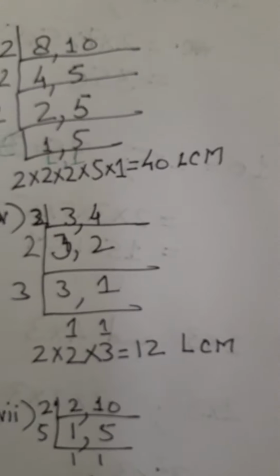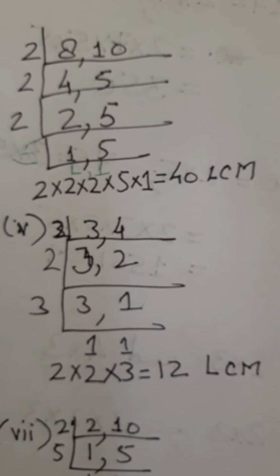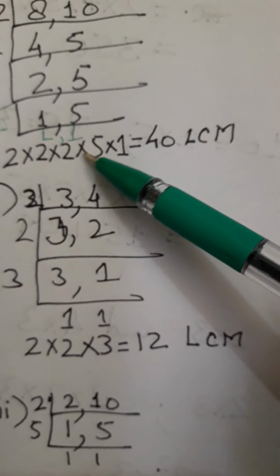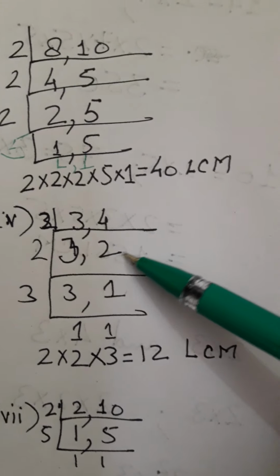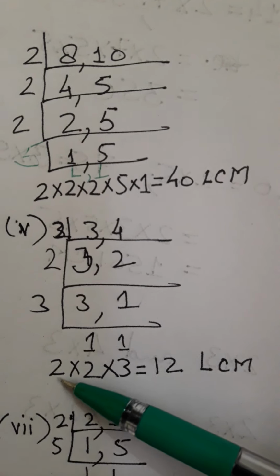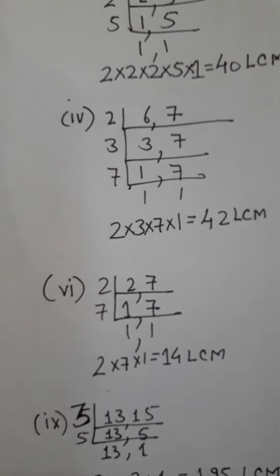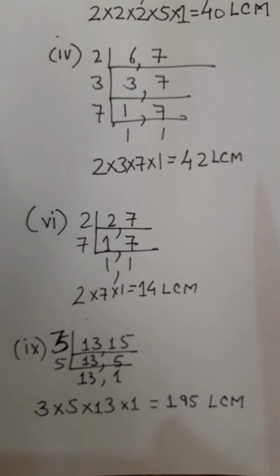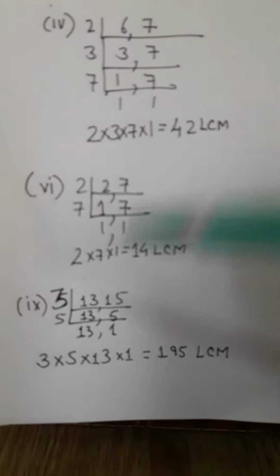Similarly, the next one, just have a look at this, right? So 2 can divide 4, but 3 will come down like this. 2 1s are 2, 3 will come down, and then you divide it by 3. So 2 into 2 into 3 is 12, which is your LCM. Now 2 and 7, and 13 and 15 also, look at them simultaneously.